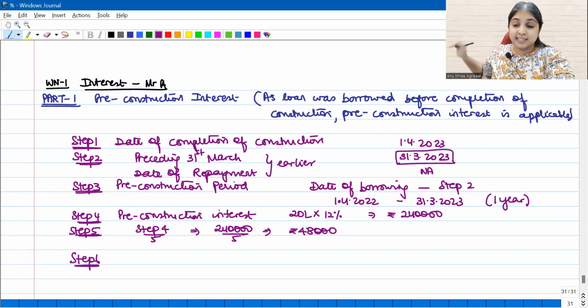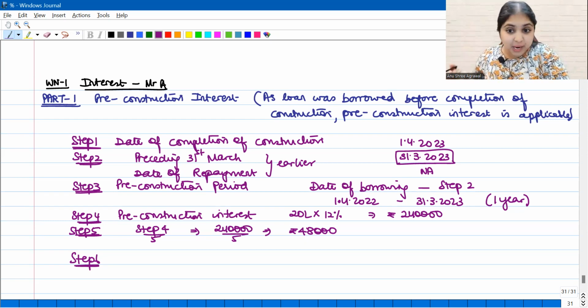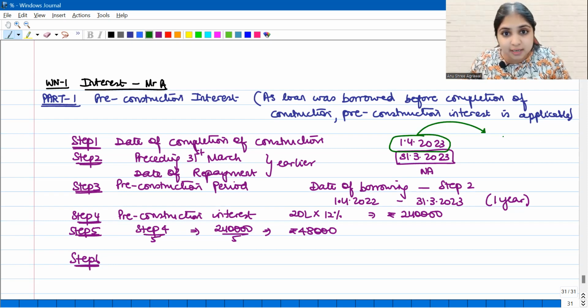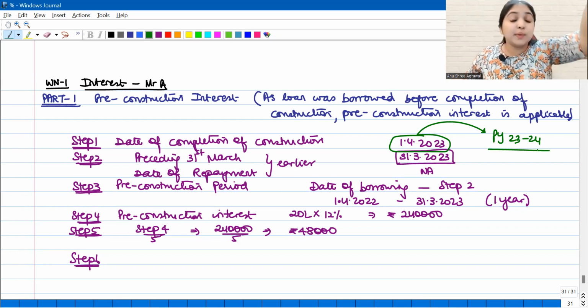Only then we can say that house property has come into existence. Only then we will have IFHP computation. So when did my house get ready? In which year did my house get ready, guys? My house construction is complete in previous year 23-24. So 23-24 onwards only I will have IFHP for this house.